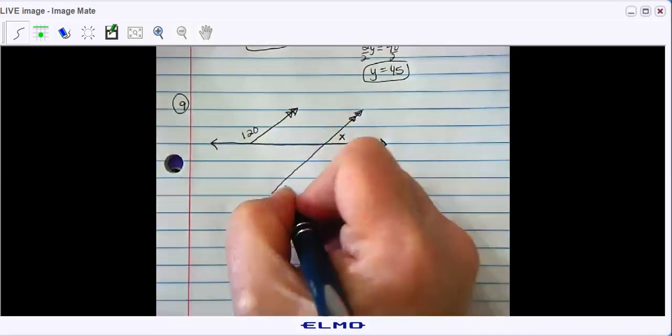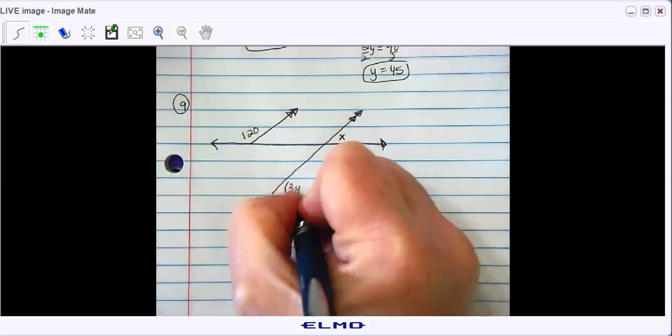Okay, so the problem itself looks like this. That, and then this angle is 3y plus 6. And we're supposed to solve for x and y. So I'll give you a minute to finish copying it.